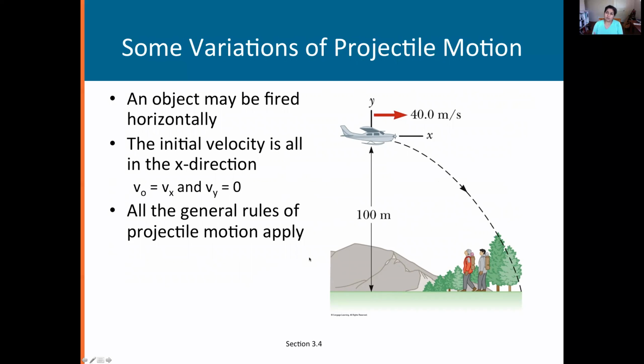Okay, some things which are less obvious but you need to bear in mind. If you get a problem where an object is fired from a moving object, okay? So if this aircraft or this helicopter is moving in this direction at 40 meters per second and an object is thrown out of it, that object starts with this horizontal velocity, okay? So it will not start with a vertical velocity given that this object is moving horizontally. So it's important to bear that in mind.